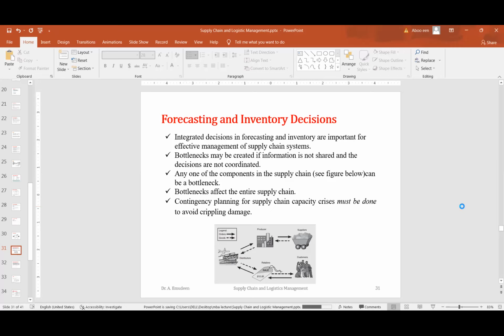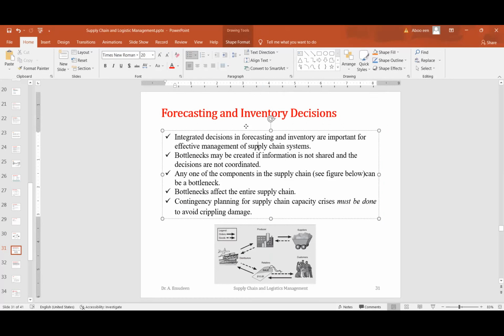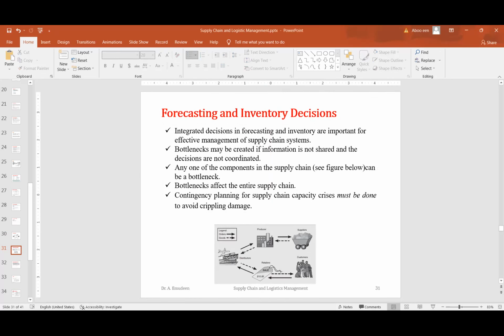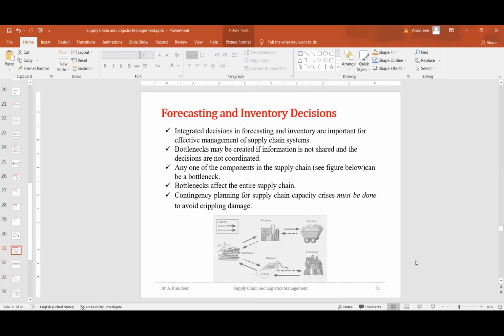Forecasting and inventory decisions. The logistic management system is very important for forecasting and for taking inventory-related decisions. Here you see the integrated decisions. The integrated decisions in forecasting and inventory are important for effective management of supply chain systems.